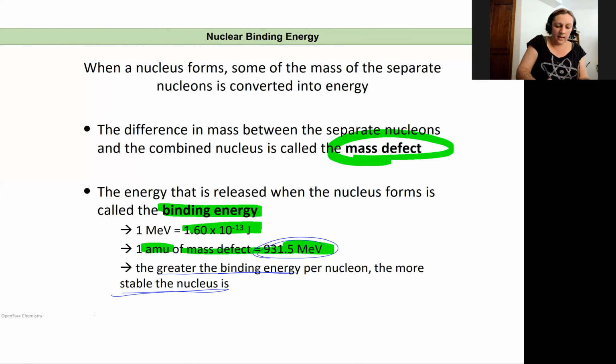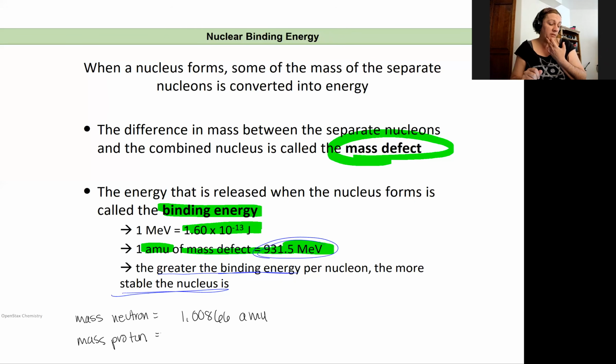So the mass of a neutron is going to be equal to 1.00866 atomic mass units. And then the mass of the proton, we see some variation in what is reported. So it's going to depend a little bit on what textbook you use. In the OpenStax textbook, it reports it as 1.00727 atomic mass units.